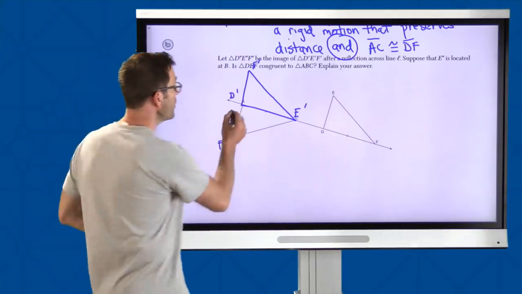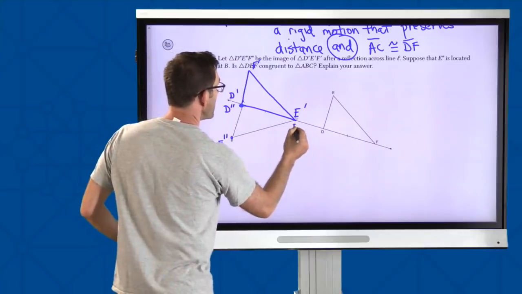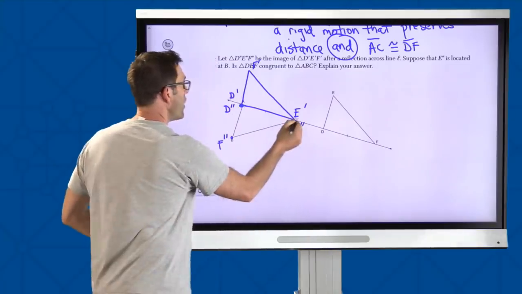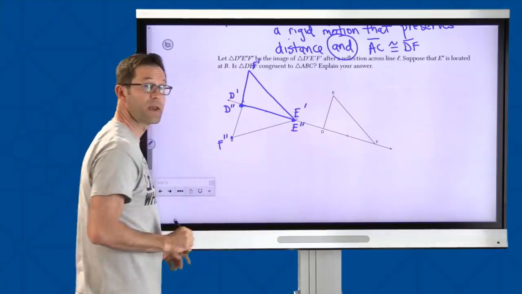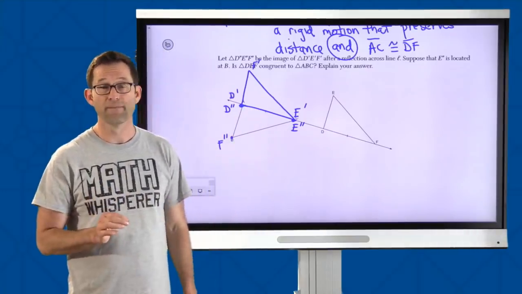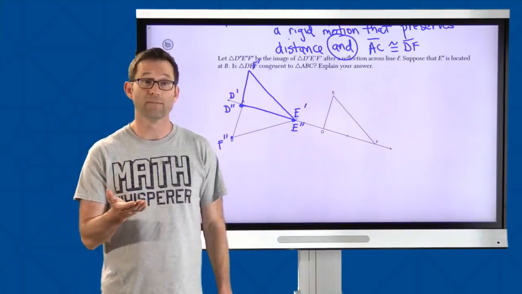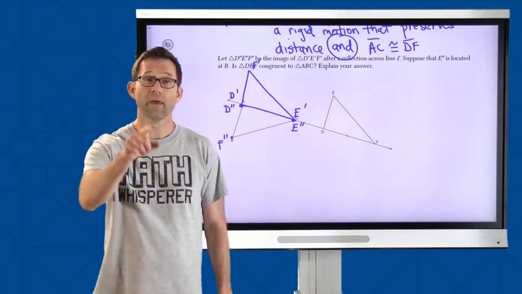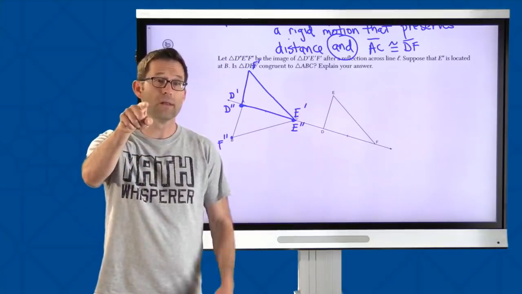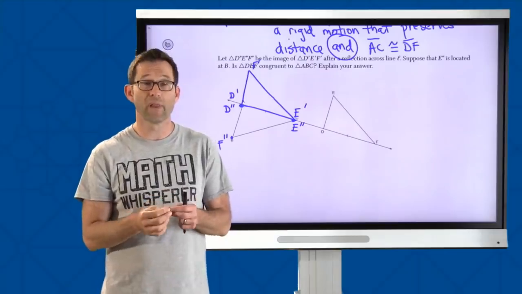One thing you'll want to show in this is that D'' and E'' just stay right there. Of course they stay right there because they are on the line of reflection. Anytime you reflect a point that sits on the line of reflection, it doesn't go anywhere. It would be like touching a mirror: your finger is touching its image. They're in the same place.